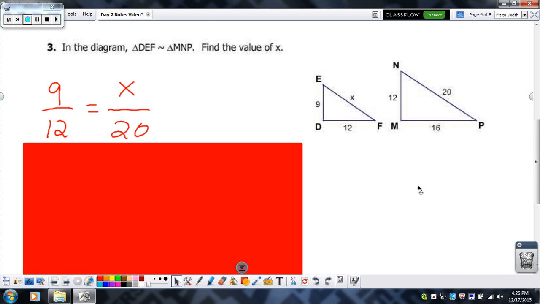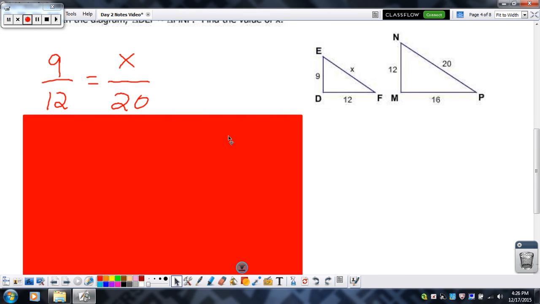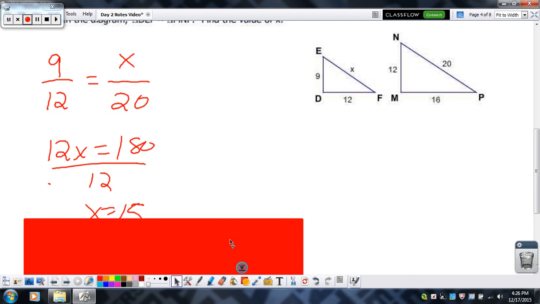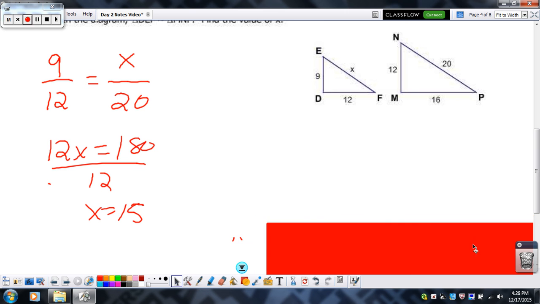Now for my second ratio, I know I need to use x, because x is what I'm searching for. X is on side EF. The corresponding side to EF is side NP. Since I put my small triangle on top first, I must put my small triangle on top again, so it equals x/20. Now we're going to cross multiply. We get 12x equals 180. Divide by 12, and that leaves me with x equals 15.